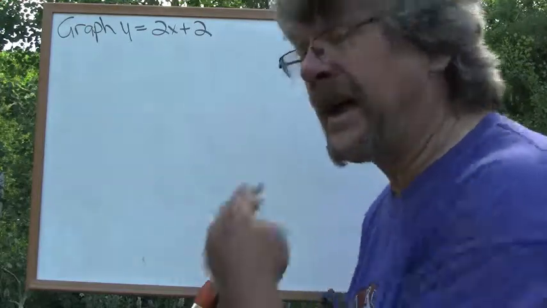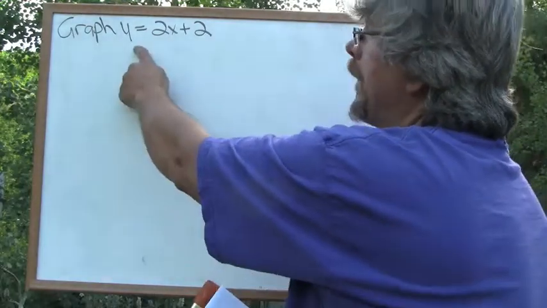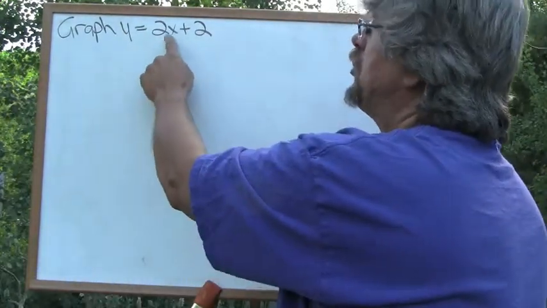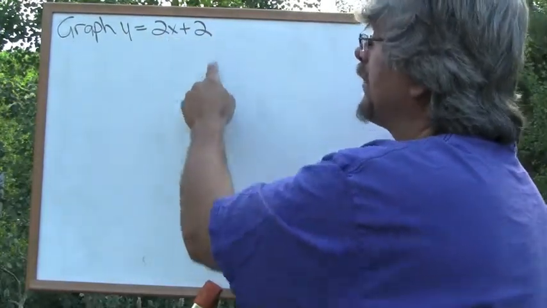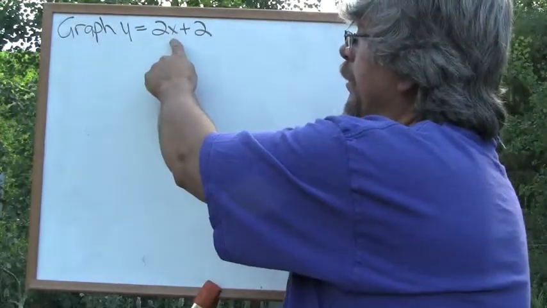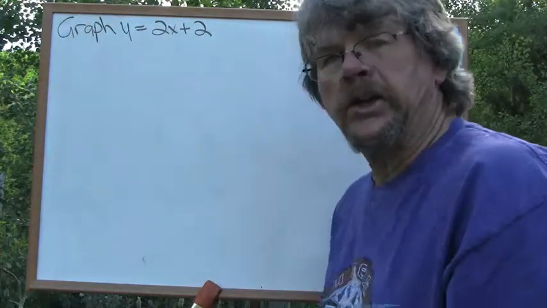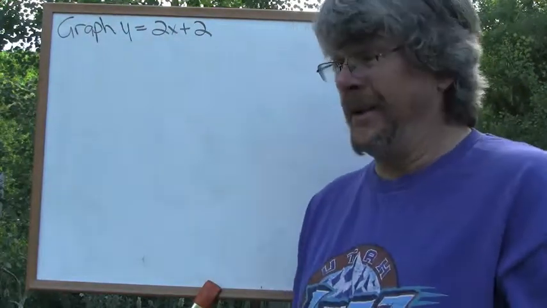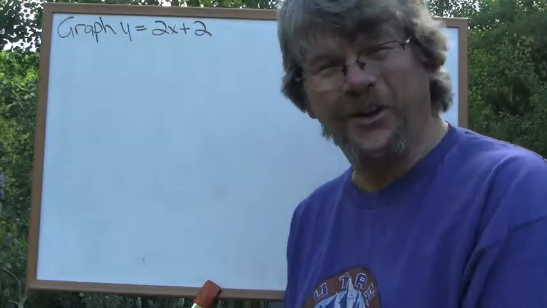In equations like this, y has been solved. Y equals 2 times some variable plus 2. So we find numbers for this x variable, and then we'll automatically know what y is. That'll give us our pair of coordinate points, and then we can graph it. Isn't that cool how that works?